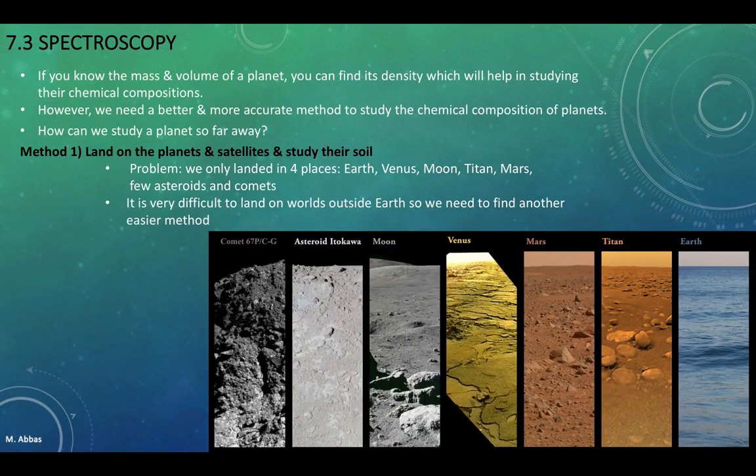With all the science that we have developed today, we've only landed on 4 places. Earth, well, 5 places. Earth, well, we are here. Venus, we have landed on Venus. You can see the surface of Venus here. But a rover has landed on Venus, not a person. We've landed on the moon, right there, the structure of the moon. We've landed on Titan, on Mars, on a few asteroids and comets.